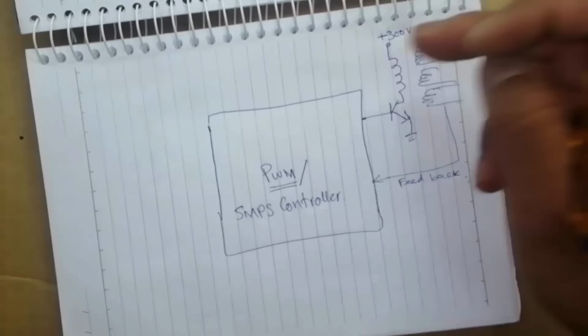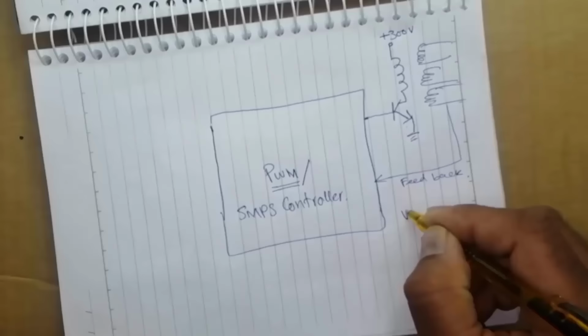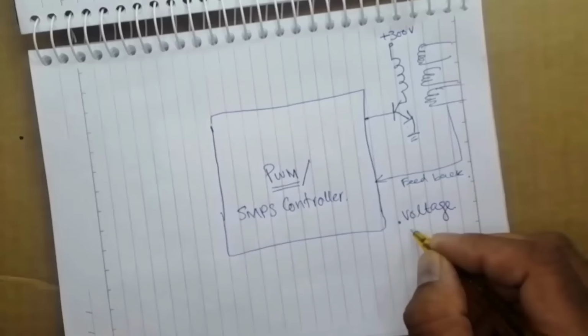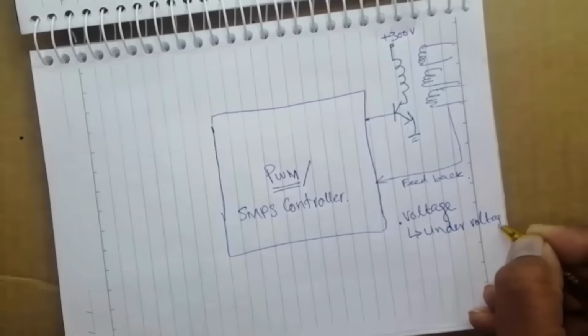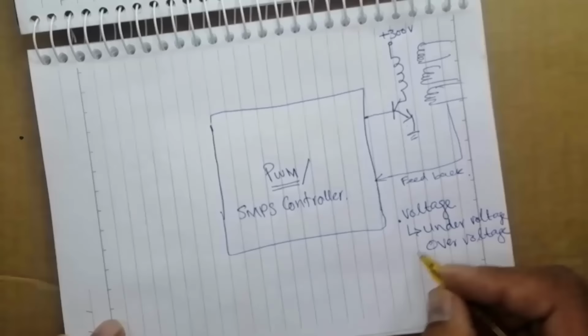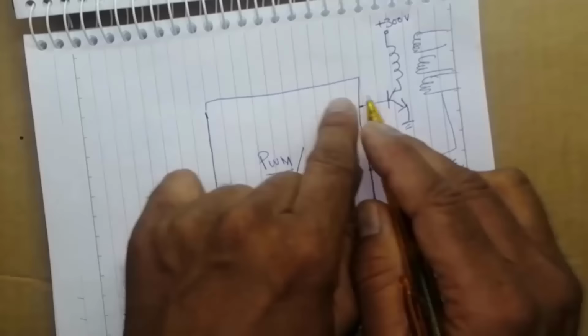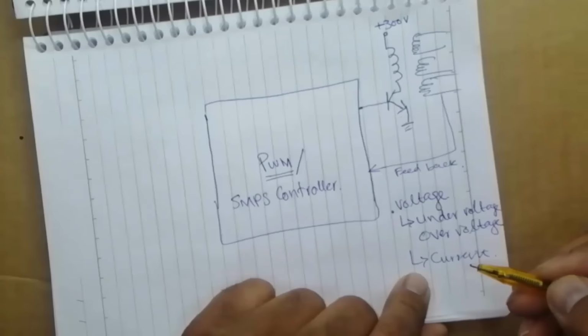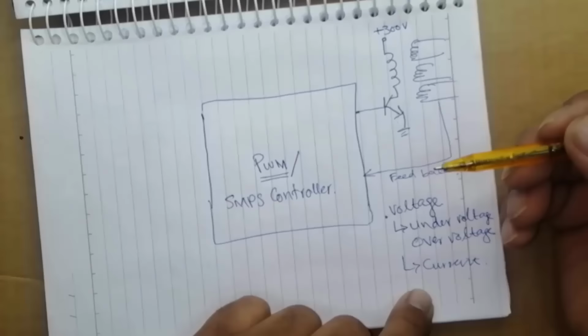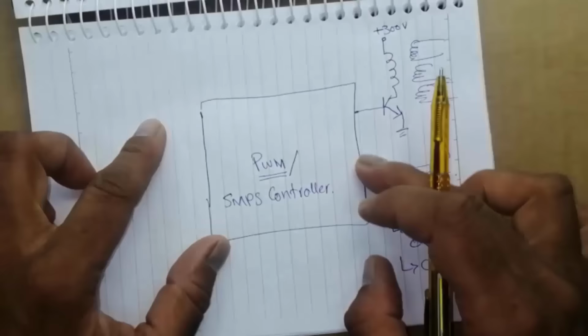Then first it will monitor voltage, under voltage, over voltage, current, overcurrent, short circuit, it will detect everything. In the case of under voltage or over voltage, it will try to control the voltage. If there is under voltage, that means there is high current. When high current reaches a specific limit, it will shut down this drive. It will go into inhibit state, into off condition.